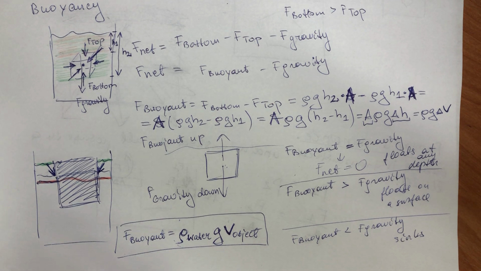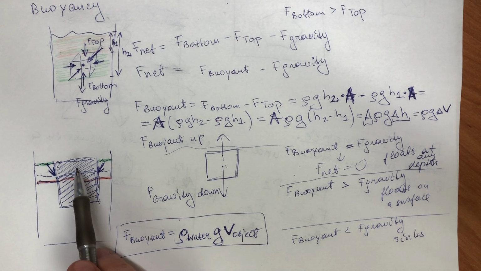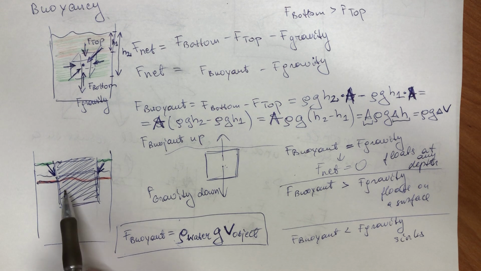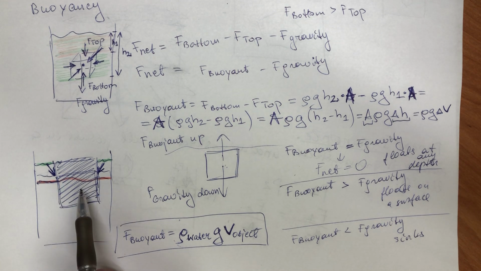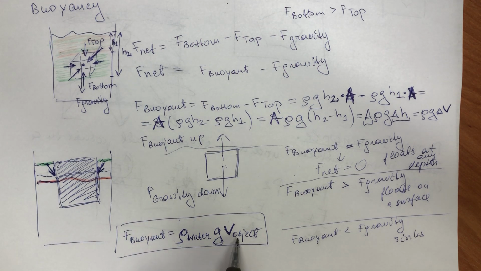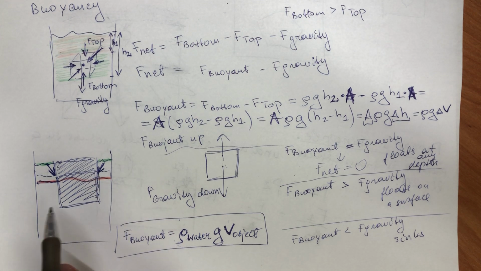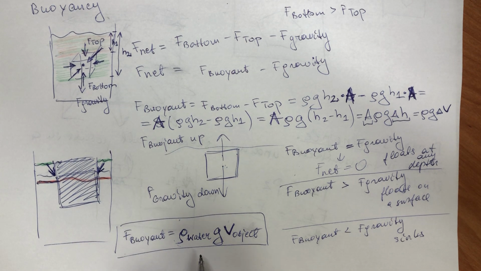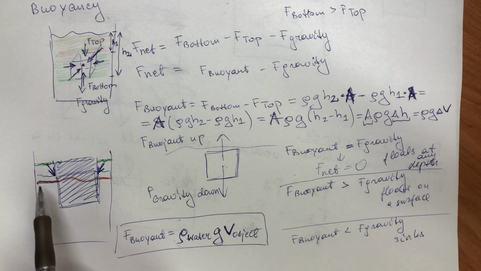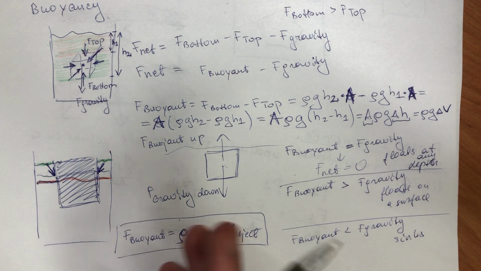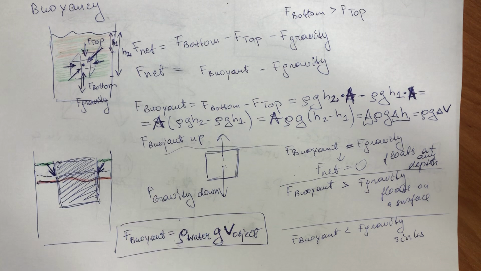So if this chunk sinks, then we expand the volume of the object. Because buoyant force depends on the volume of the object, this chunk may transform into a ship form where it has air, so the volume increases. Then it may float, and that's why metal ships float, although a chunk of metal sinks.